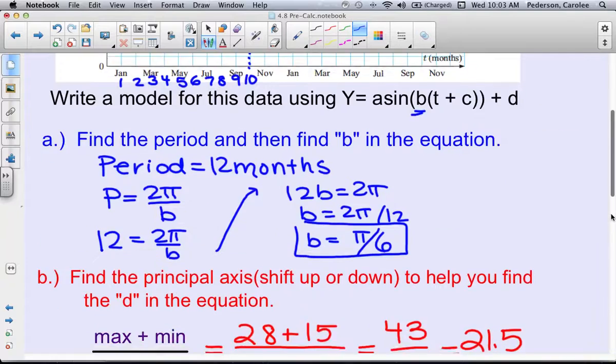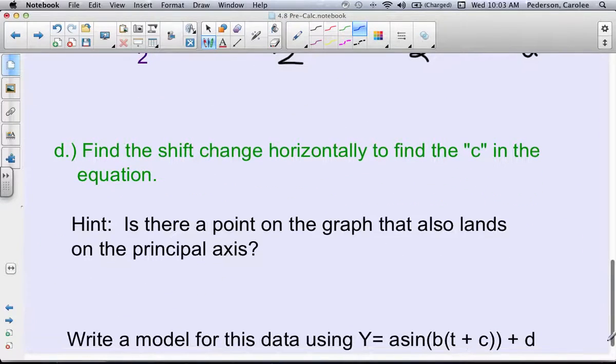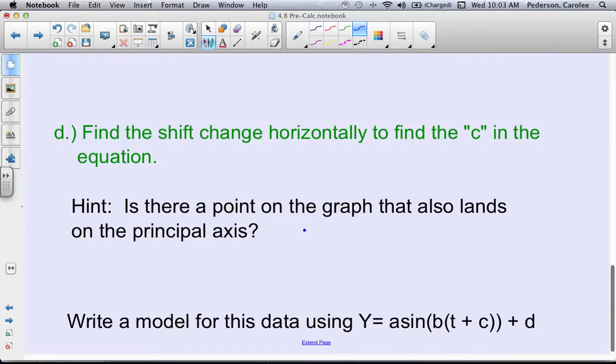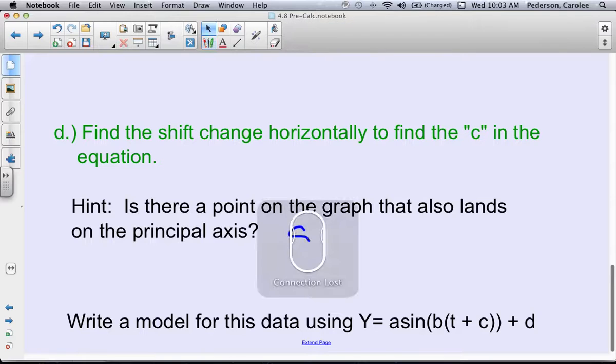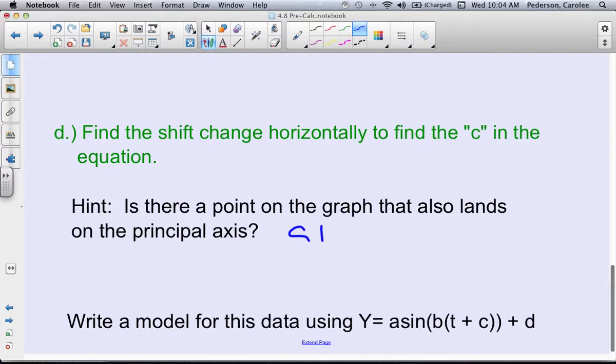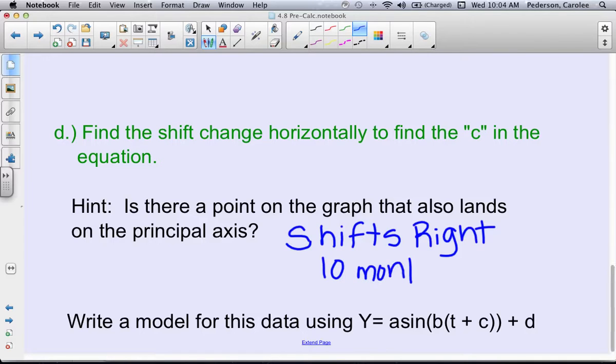So then my C of the equation has shifted right 10 months to where the first sine wave will begin. So then the C, we have to think opposite. Instead of adding 10, it would equal a negative 10.